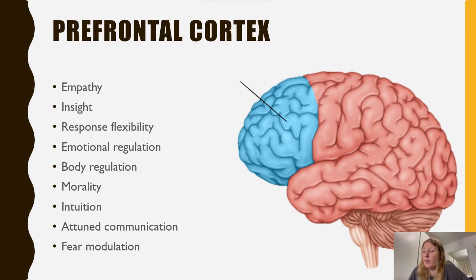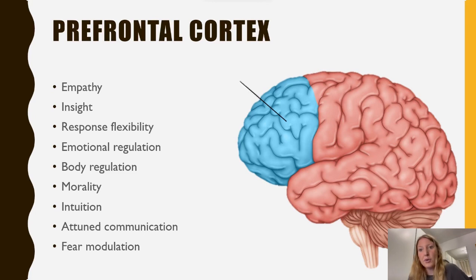So we need our prefrontal cortex. We've been talking about before that it's not finished until we're 25, 30 years old. So we're building it, and at the end, what the prefrontal cortex does is give us the capacity to have empathy, insight, response flexibility, emotional regulation, body regulation, morality, intuition, attuned communication, and fear modulation. So it's basically what we're demanding in a child, and that he's just not ready to have. So he's learning it, and we need to teach him how to do it.